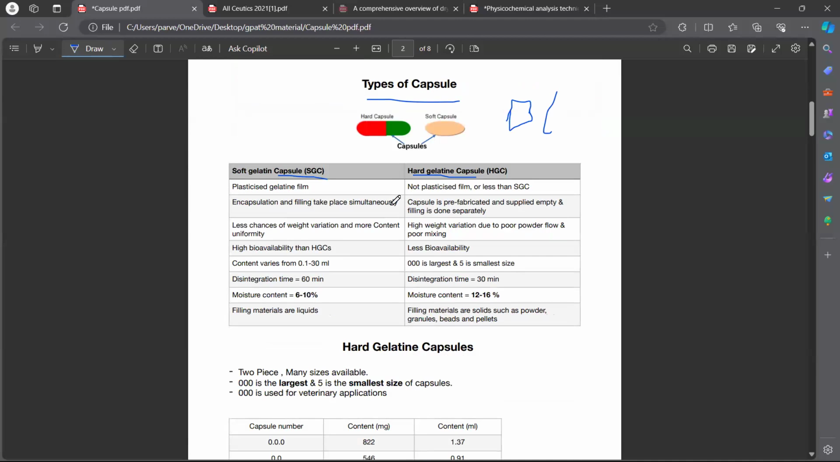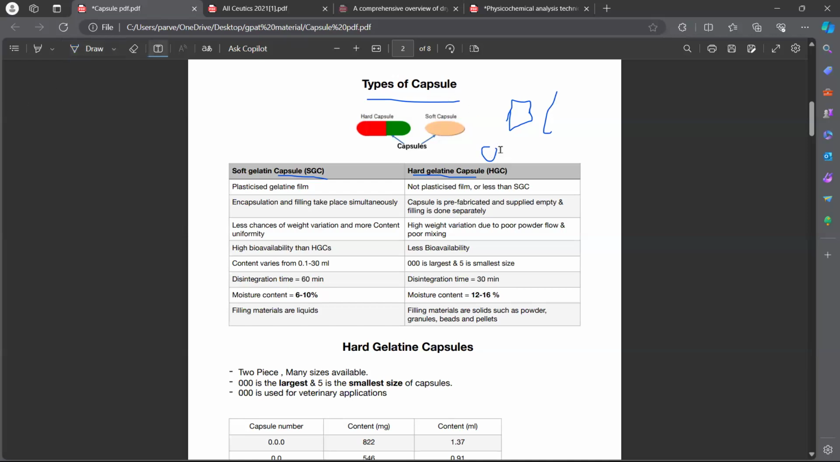The ratio of the plasticizer versus gelatin in the soft gelatin capsule? Yeah, it is 0.8 is to 1. Great, guys, great. And while coming to the hard gelatin capsule, it is 0.4 is to 1.